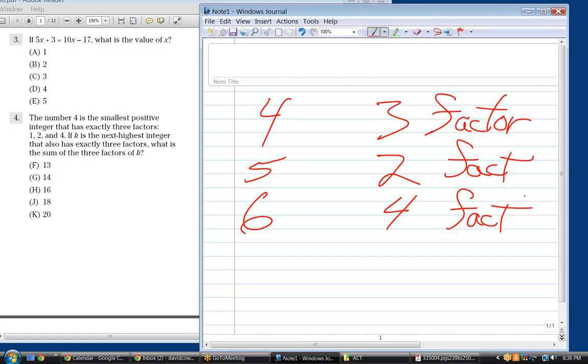Right? Uh-huh. And then 7 would have 2. Okay. 8 would have... What is it? 4 again. 9 would have 3. Okay. So 9 is the number. What's the sum of the 3 factors? 13. Okay.